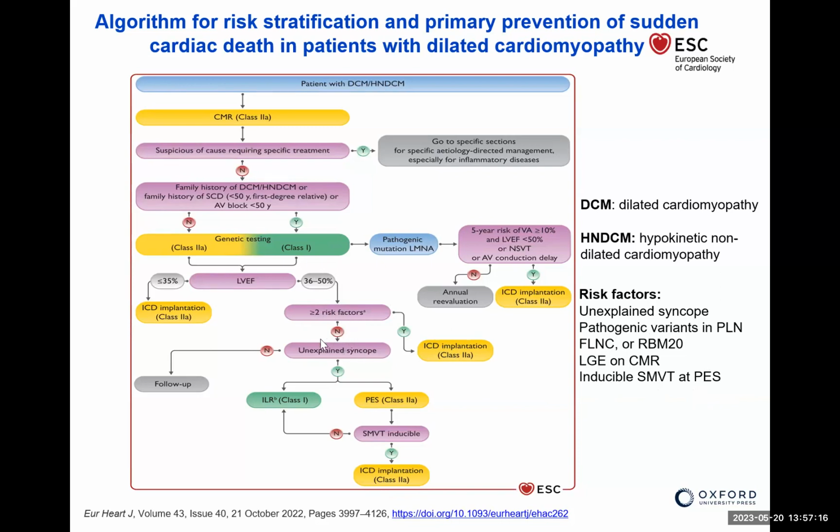If not, we look to see if they have unexplained syncope. If they have unexplained syncope, we have 2 options: one, to go for ILR implantation, or to go for programmed electrical stimulation. And if it is positive for sustained monomorphic VT, to go for ICD implantation. If they don't have this, we just go for regular follow-up.